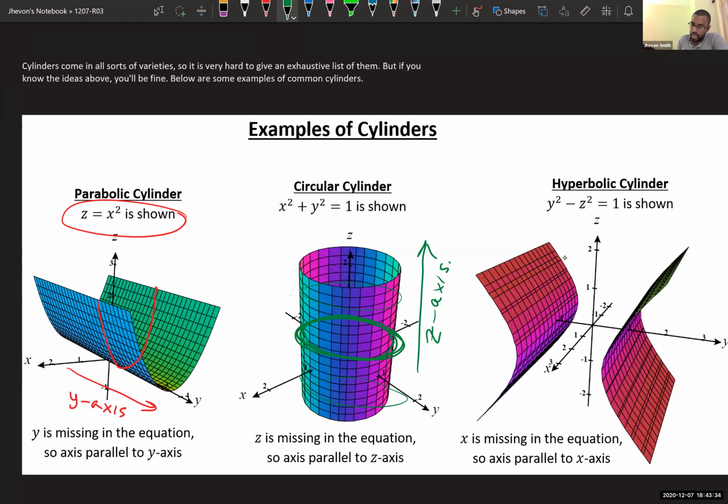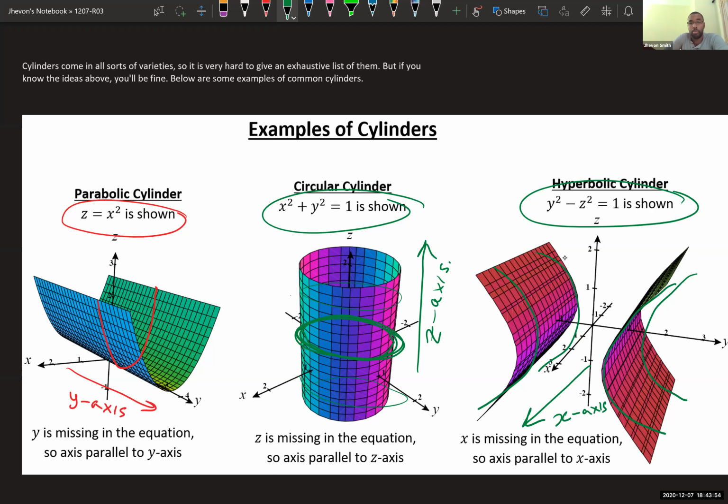Similarly, hyperbolic cylinder. This one comes from a hyperbola. A bunch of hyperbolas, and they are running along the x-axis. So you should recognize that y squared minus z squared equals 1 is a hyperbola. It opens towards the y because we know how hyperbolas work. If you were to sketch in the yz, then because the y is the positive one, it's going to open towards the y. And that gives these green curves here.